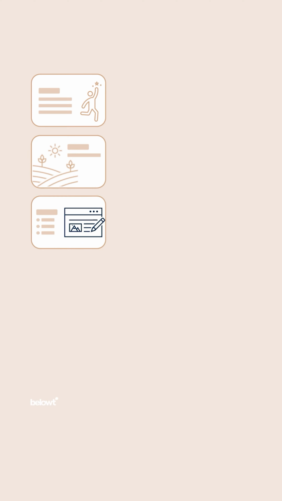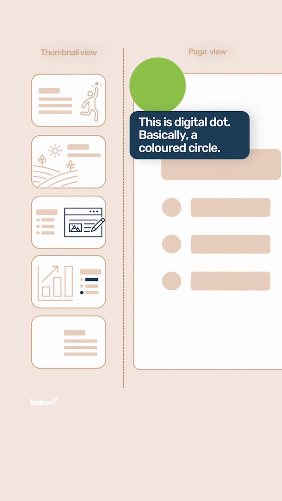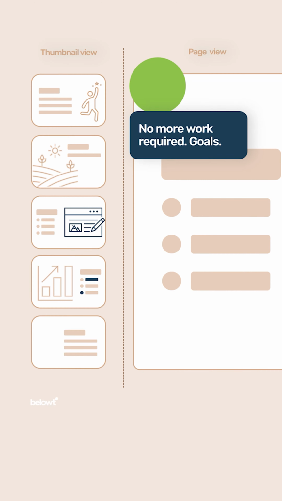So you've got your document, you're adding things as you go, some placeholder text, but also some finished work. But how do you keep track of where everything is and the status of each page? Well, I use little digital dots, basically a coloured circle in the top left of every page.